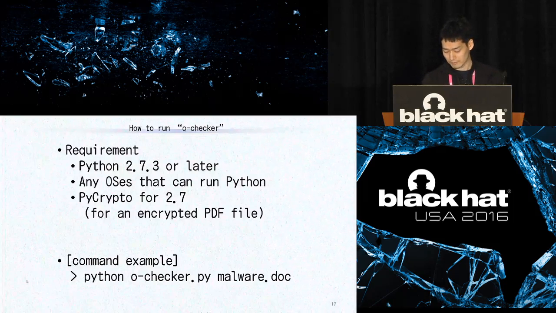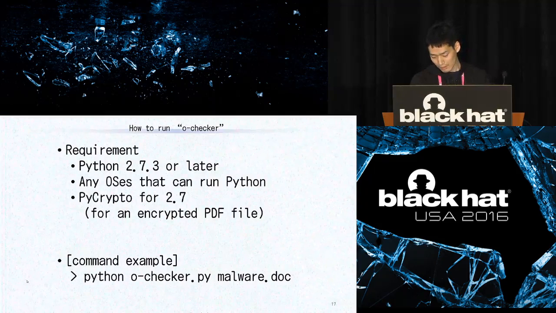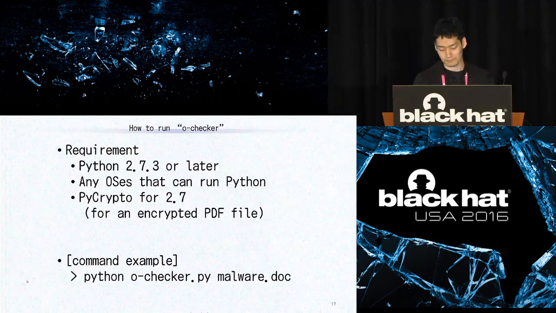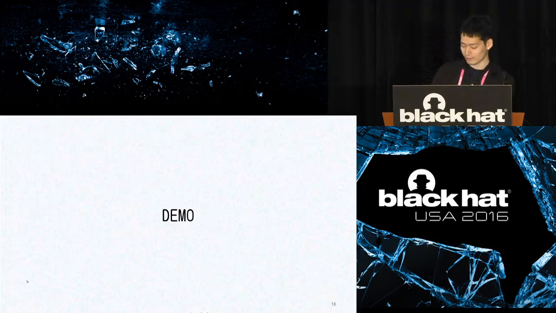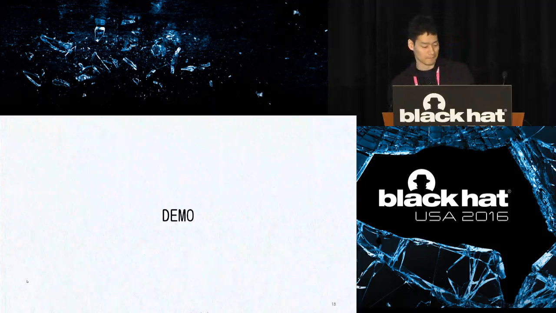In normal use, no parameter is required. At the bottom of this slide, a command example is shown. You only need to give the suspicious file to OChecker. I'd like to start the OChecker demonstration.